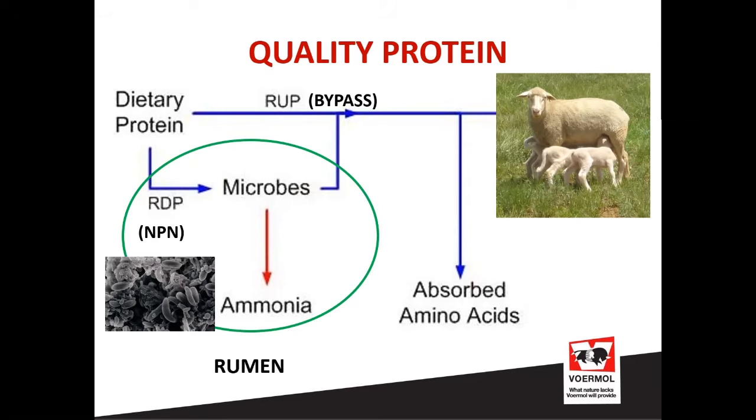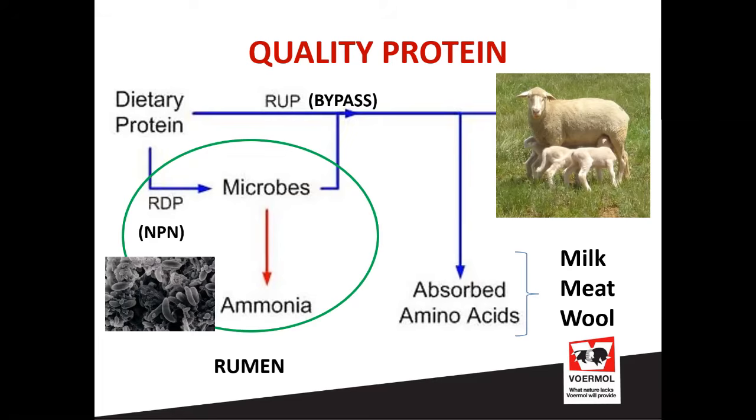So the rest of the protein, before it enters the rumen, we use the term bypass protein or rumen undegradable protein. The rumen cannot utilize that protein, and that protein moves down to the lower intestinal system of the animal, and that's readily available to the animal as amino acids, right? So we know amino acids are the building blocks for proteins such as milk, meat, and wool.